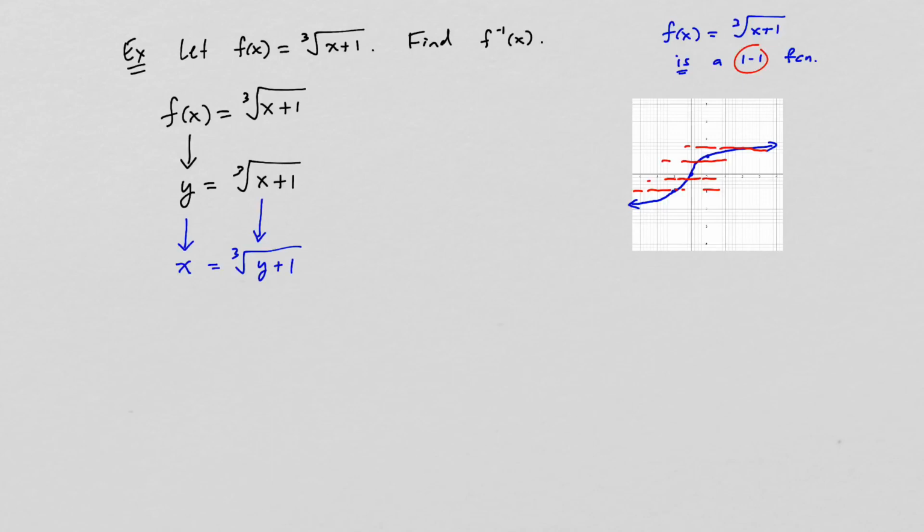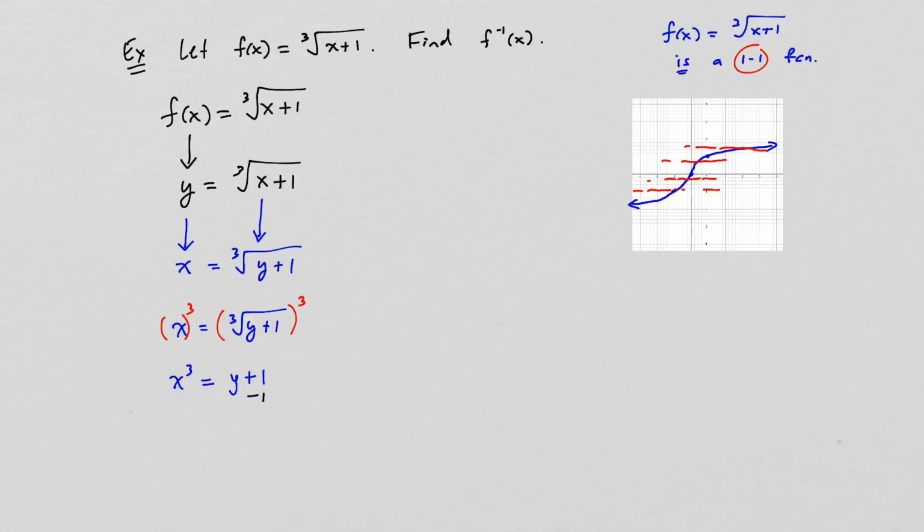And then we take that new equation and we have to solve for y. So think about this for a minute. To solve for y, we have to get rid of this cube root. And the way we get rid of a cube root is by cubing both sides. So what I'm going to do is raise the left side to the third power, raise the right side to the third power. This gives us x cubed is equal to y plus 1.